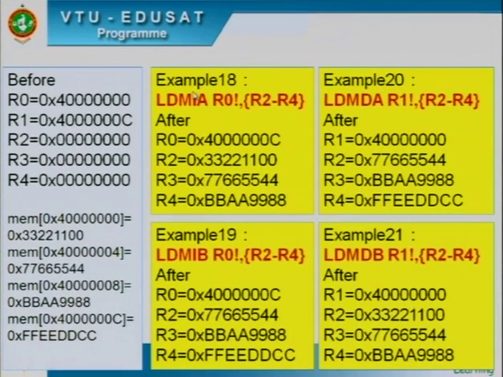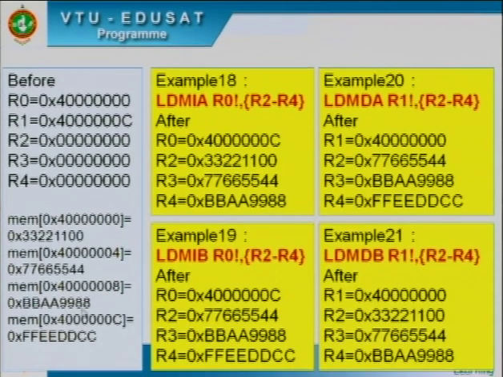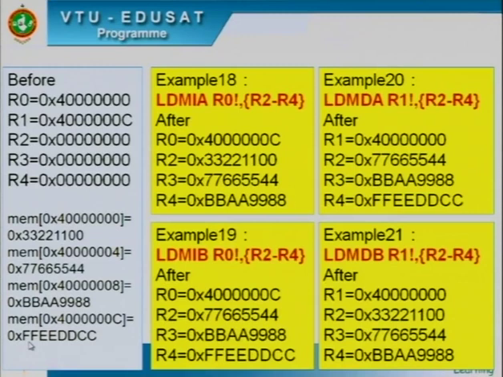Right. Let's look into the LDM instructions. Before that, R0 is 0x4 followed by 7 zeros, as discussed in the previous slide. R1 is 0x4 followed by 6 zeros and C. R2, R3, R4 are registers which have 00 values. The memory content at 0x4 followed by 7 zeros is 33, 22, 11 and 00. At 0x4 followed by 6 zeros and 4 it is 77, 66, 55 and 44. At 0x4 followed by 6 zeros and 8 it is 0xBBAA9988. And at C it is FF, EE, DD and CC. This is our consideration before the execution of the instruction.